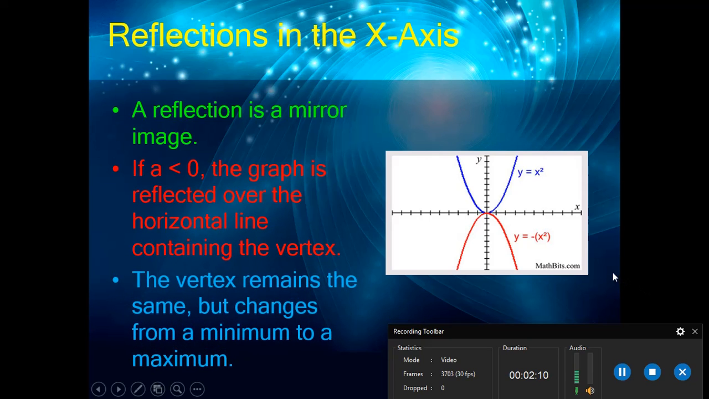In this particular example, because we're reflecting it over the x-axis, the vertex actually stays in its same position. But instead of the blue graph having a minimum value, when we reflect it to create the red image, now we have a maximum value. So the turning point is now the highest point on the graph.